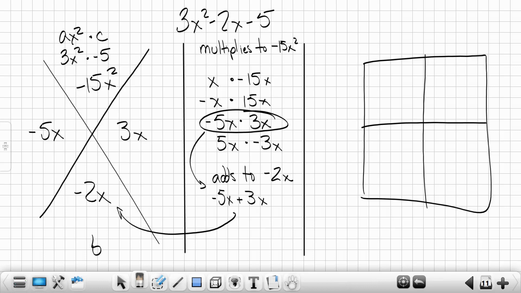Okay. Are we good so far, guys? Any questions on what I've done? Why'd you draw a window? So, in this top corner, you're going to put your a term, which is 3x squared. In this bottom right corner, you're going to put your c term, which is negative 5. Now, all the work we did in the first two columns to get those two side numbers, the negative 5x and the 3x, they go in the remaining squares. Doesn't matter what order you put them in.